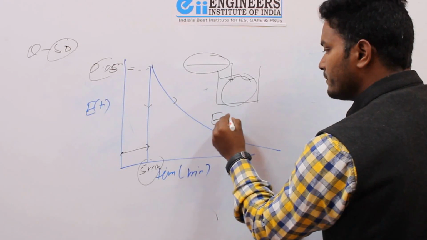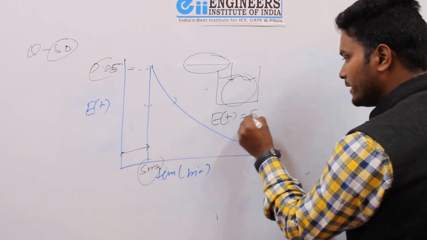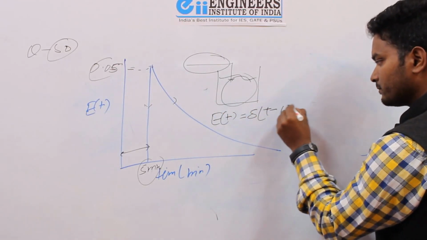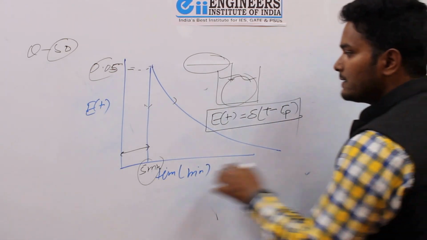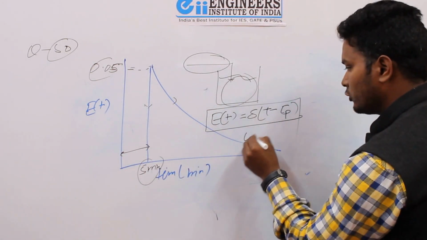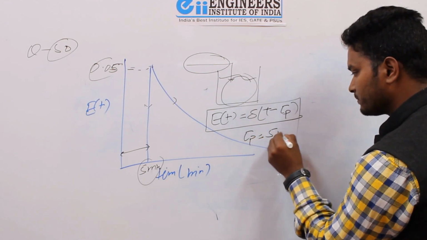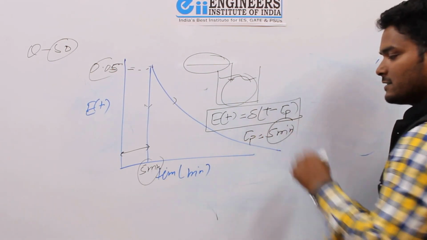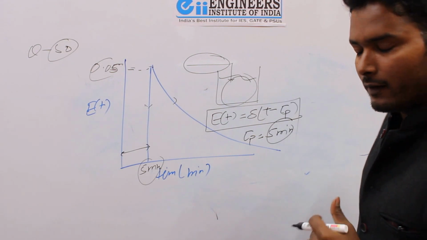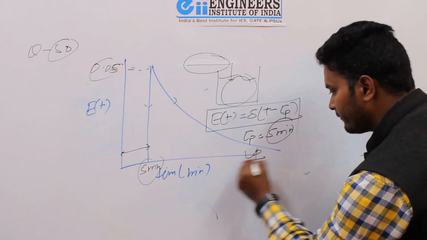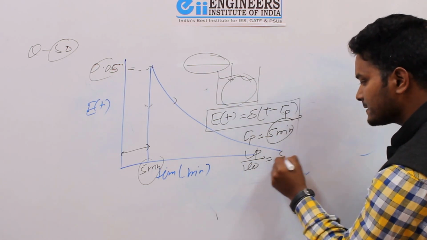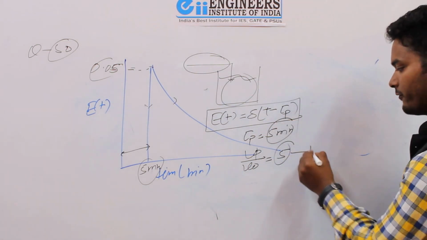You might remember that E(t) equals delta(t minus tau_p). This is the exit age distribution for the ideal PFR, and here tau_p is equal to 5 minutes. Since tau_p is the space time for the ideal PFR, tau_p is equal to V_p upon v_0, the volume of the PFR to the volumetric flow rate, and this is given as 5. This is equation number one.